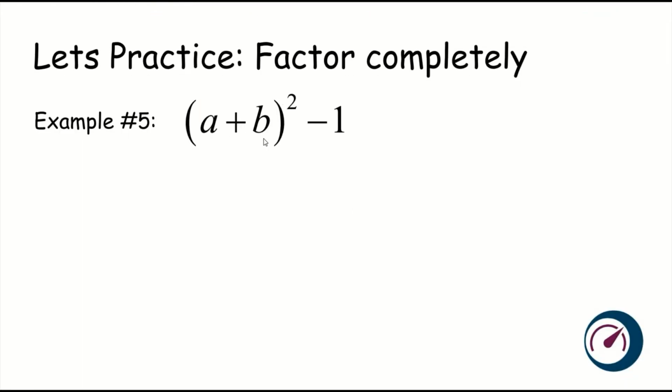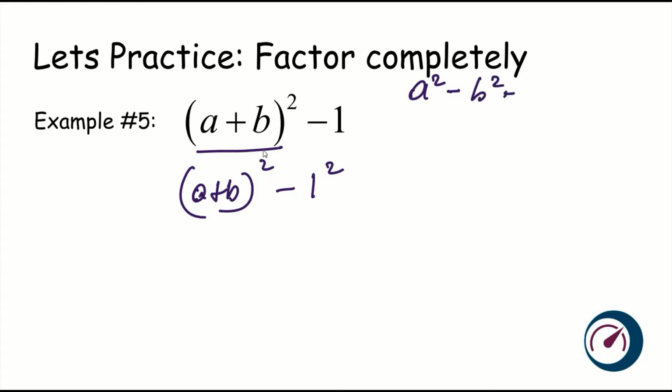Now we have (a plus b) all squared, and we can treat a plus b all squared as one term, minus 1. Now automatically this can be written as a difference of two squares easily, because we have a plus b already in the form of a square. So we need our 1. 1 squared is the same as 1, so we have 1 squared. So we have our form a squared minus b squared, and that is equal to a plus b times a minus b.